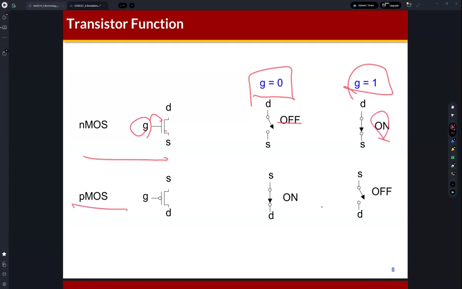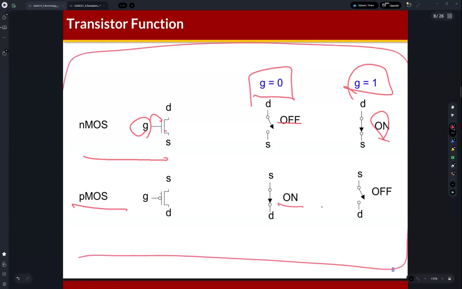The PMOS is the inverse, so you can find a bubble here. If G is 0, a ground voltage is given to the gate node, then the PMOS transistor is turned on, so drain and source are connected. If G is 1, a high voltage is given, then drain and source are disconnected. You can just understand this behavior, and based on this property, we can build a CMOS circuit. I mentioned NMOS and PMOS, and now CMOS. What is this CMOS?